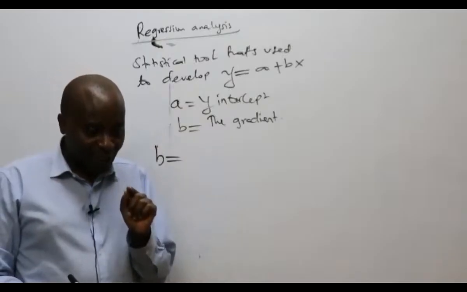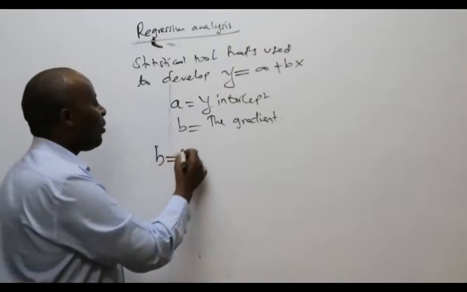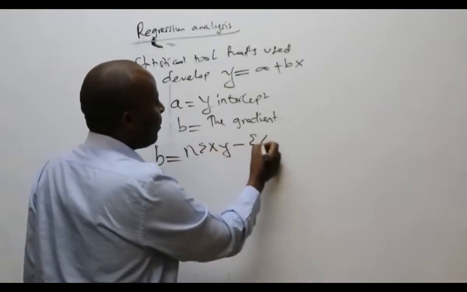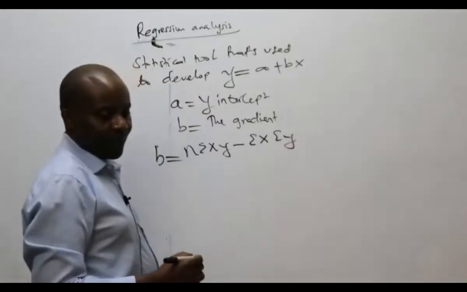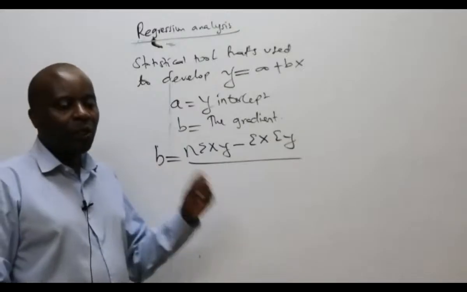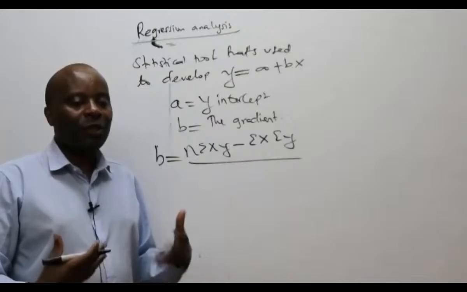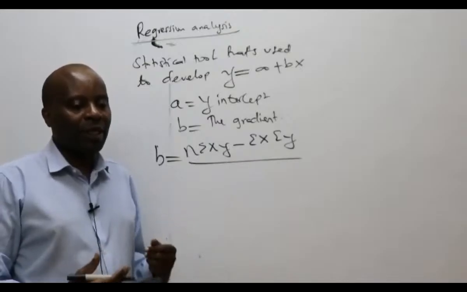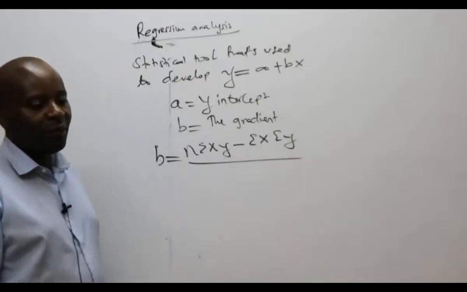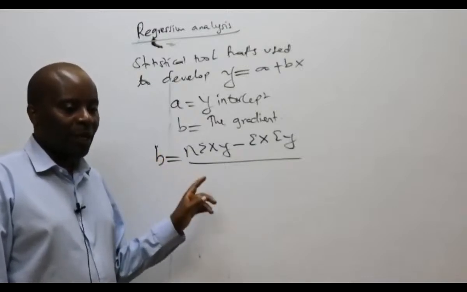So very good. I can see somebody who is very creative. He has said here b equals n summations of xy minus summation of x, summation of y, all over, how about the denominator? Creativity is important. So this is the formula of getting the numerator of b.